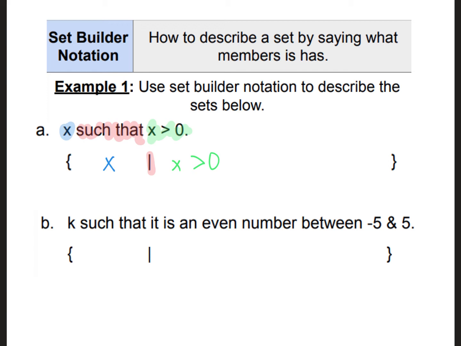Same thing for the second one. We have K such that it is an even number between -5 and 5. So again, before "such that" we have K, so we'll have K here. After "such that" we have an even number between -5 and 5. You could write the words if you want to, you don't need them all. So we're going to say such that it's an even number between -5 and 5. Hopefully that fits better for you than it did for me writing it. And that's your set builder notation.